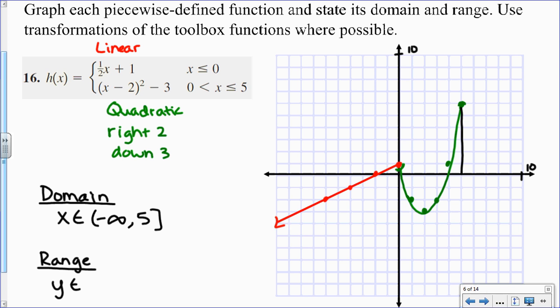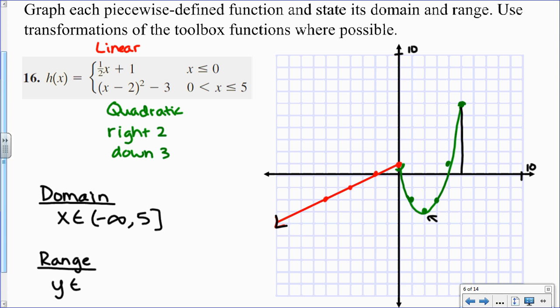Do I have a minimum y value? No, I have a local minimum right here, but not a minimum of the whole function. So domain and range is the whole function. This arrow here is going down, so it's going to keep going down. I do not have a minimum y value.